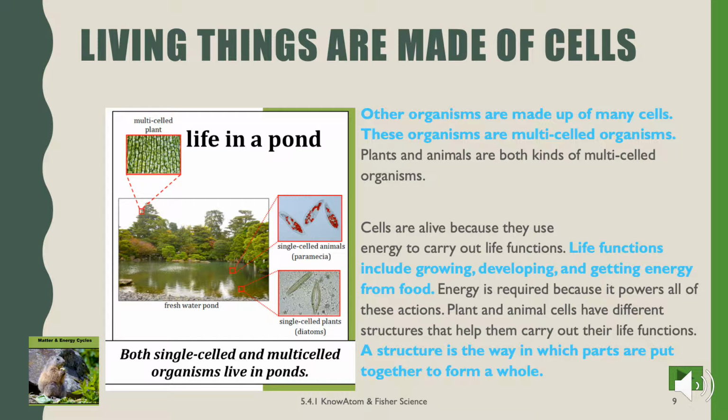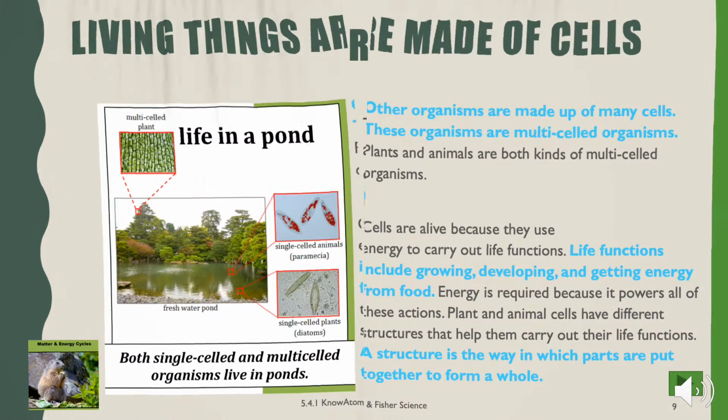Cells are alive because they carry out life functions, and life functions can include growing, developing, and getting energy from our food. We need energy to do any sort of work, even talking. And plant and animal cells are going to have different structures that help them carry out those functions. And a structure is a way in which parts are put together to form a whole. So we have our opposable thumbs, which help us grab onto things. Frogs have their sticky tongues to catch their foods. Everything has a function from those structures in order for the animal or organism to survive and grow.